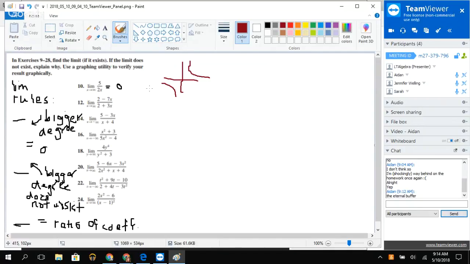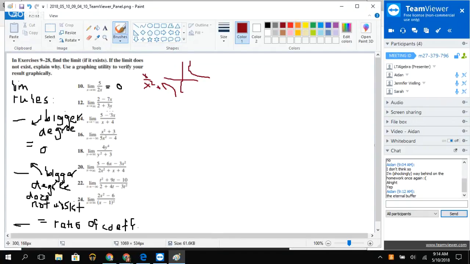Even if you put in x over x squared, right? The limit is still, or x squared plus 1. If you put that into your calculator, the limit is still going to be 0 because the degree in the denominator is bigger than the degree in the numerator. Okay. All right, so let's skip, oh no, let's do number 12.